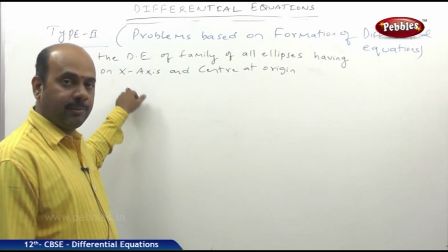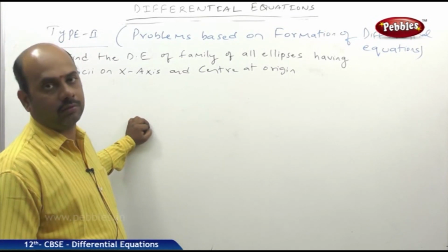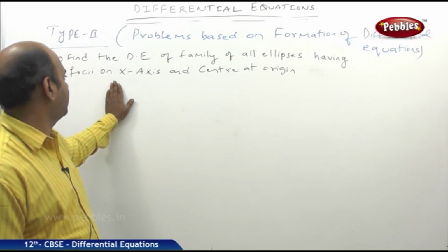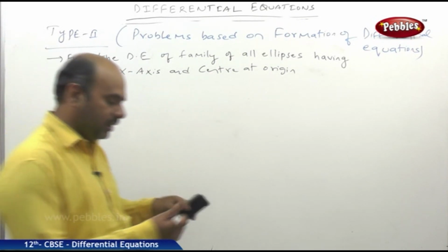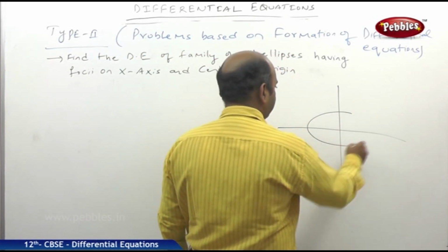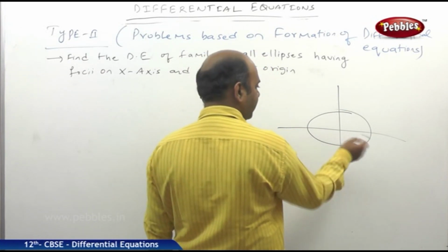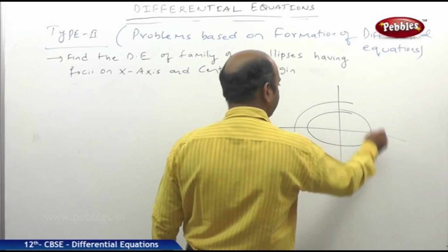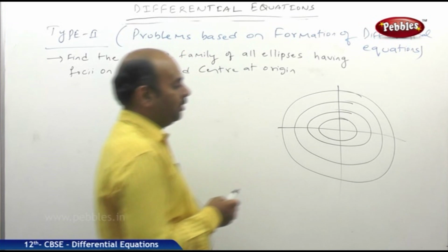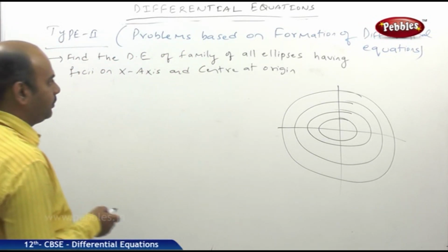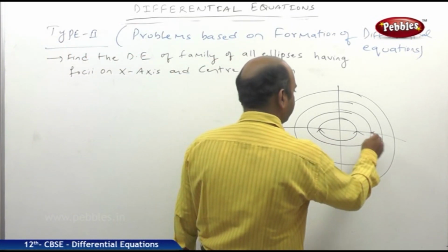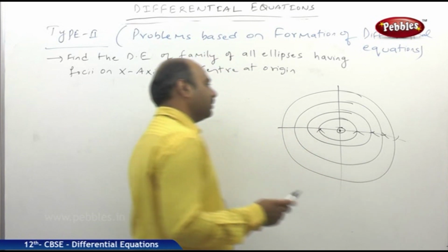We shall be seeing an application of differential equations with respect to coordinate geometry. Find the differential equation of the family of all ellipses having foci on the x-axis and center at the origin. Foci on the x-axis means the ellipse will be like this, and another ellipse, another ellipse. We need to find the differential equation of this kind of ellipses having center at origin and foci on the x-axis. These are all foci, and this is the center.